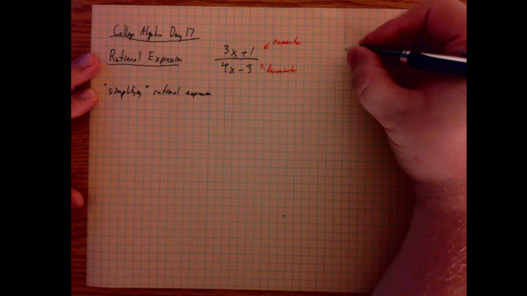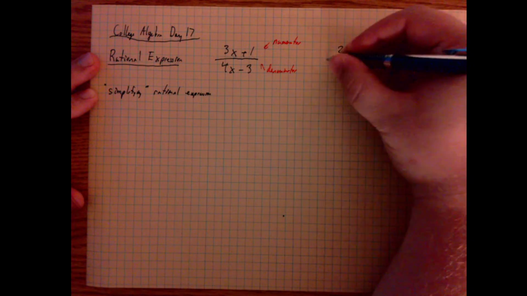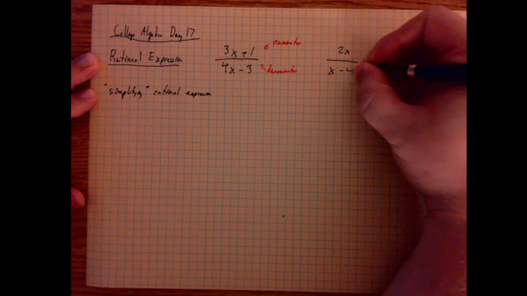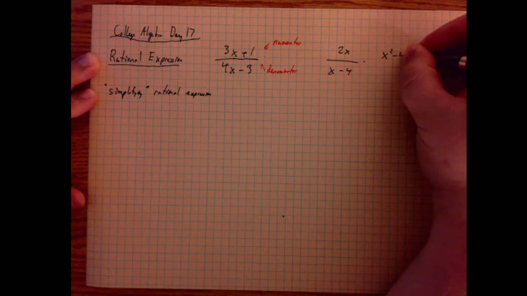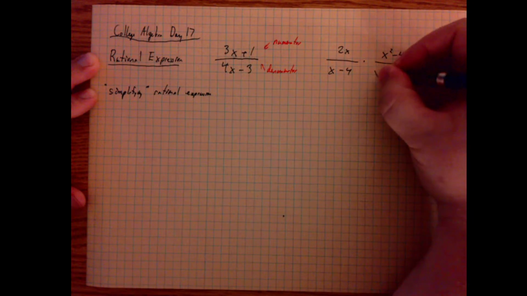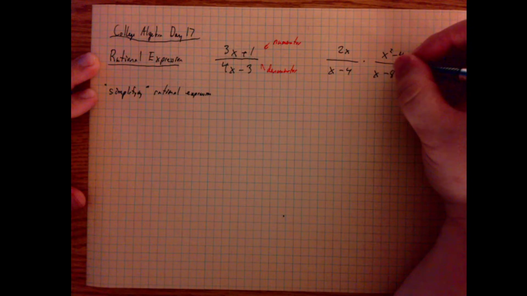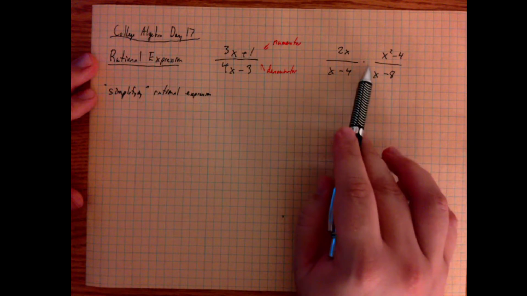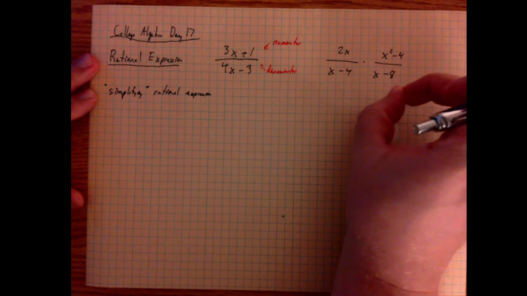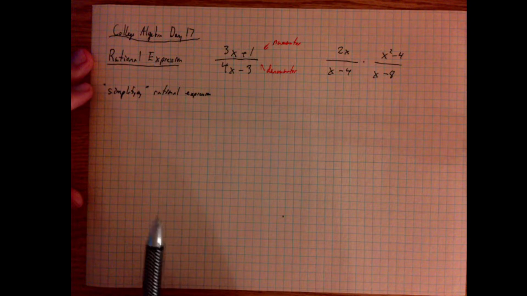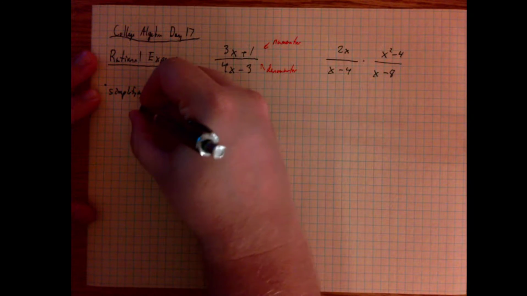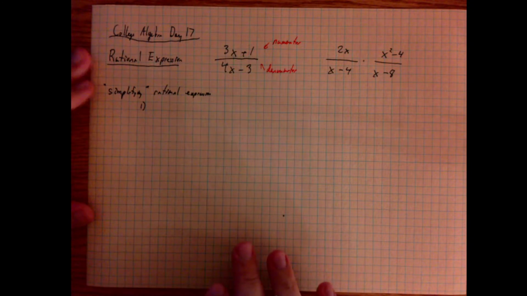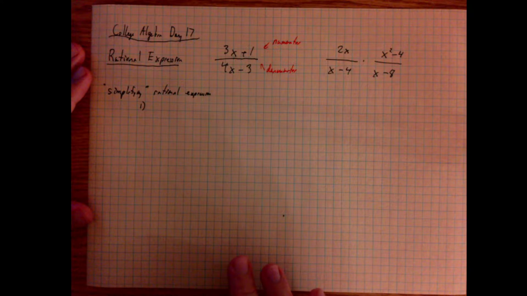If I was to look at one that had 2 rational expressions, I might have 2x over x minus 4 times x squared minus 4 over x minus 8. These are more complex than if I was to merge them together into one function. And so our goal with simplifying is to reduce complexity, as it always is. Now, the big steps we're going to talk about today, we're going to first start by looking at just a simple rational expression, which is today's material, and how to simplify it.